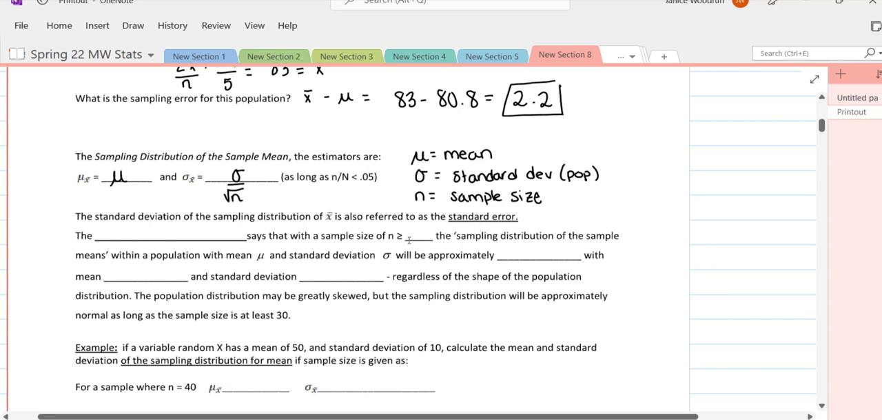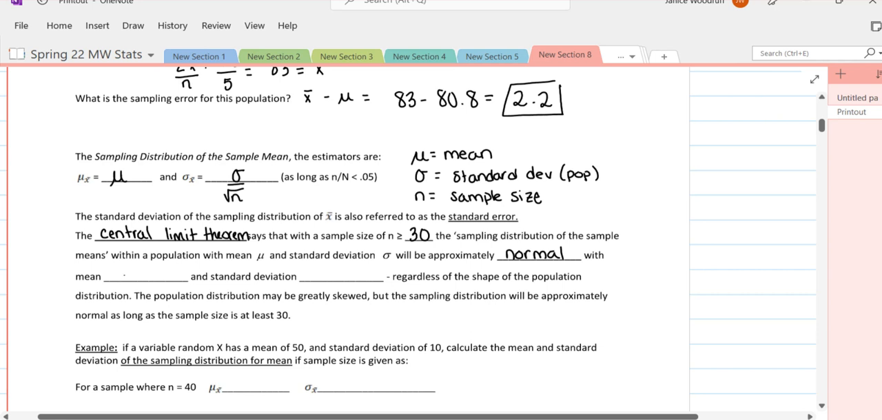Okay, and a theorem that we're going to use is called the central limit theorem. So we have the central limit theorem. It says that with a sample size greater than or equal to 30, the sampling distribution of the sample means with a population mean and standard deviation will be normal. So what we're saying here is that as long as our sample size is at least 30, we can assume that it's a normal distribution.